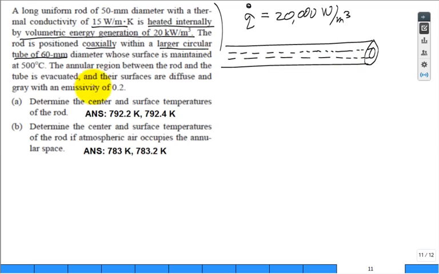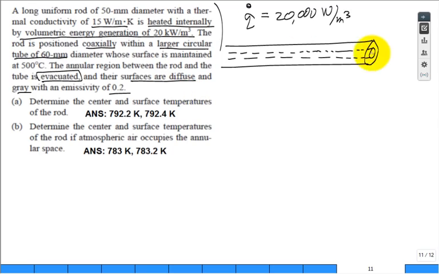Okay. The annular region between the rod and the tube is evacuated. Can you have conduction or convection in an evacuated annulus? No, only radiation. Only radiation in that evacuated inner annulus. Surfaces are diffuse and gray with the emissivity of 0.2. Determine the center temperature and surface temperatures of the rod.